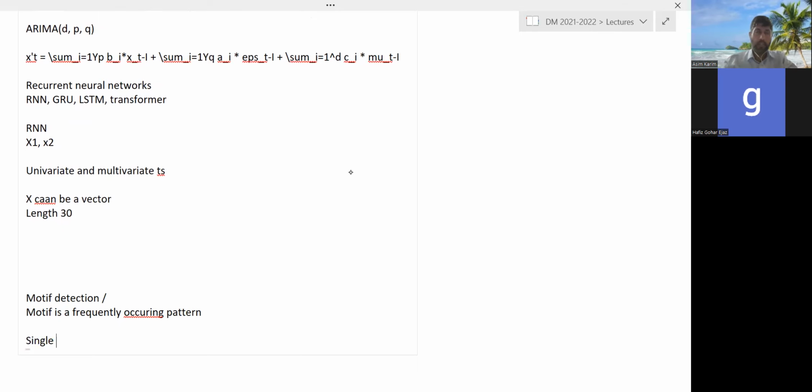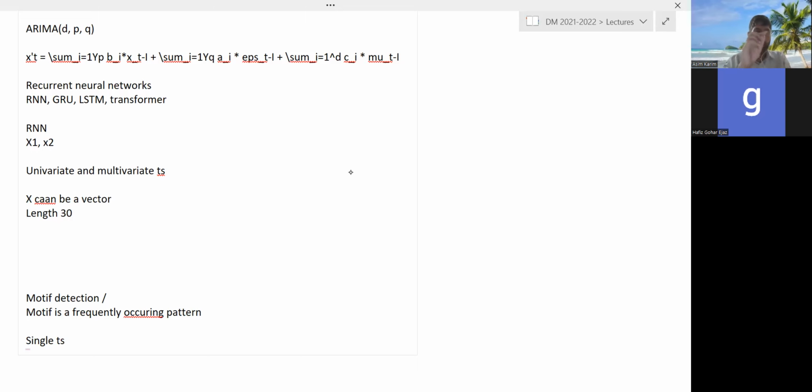So let's say you have a single time series. So you have just one long time series. It could be multivariate, it could be univariate, but let's just consider univariate for the time being. Let's say you have temperature recordings over the previous, let's say 3 months, daily temperature over the previous 3 months. So we now want to find motifs in this.